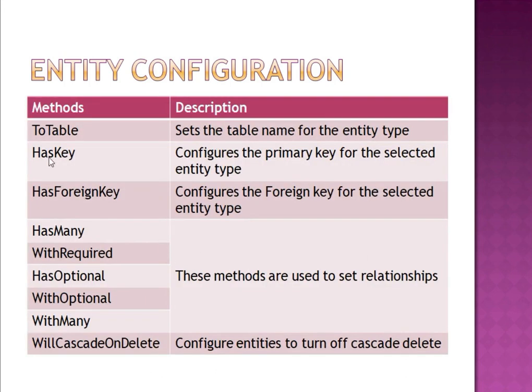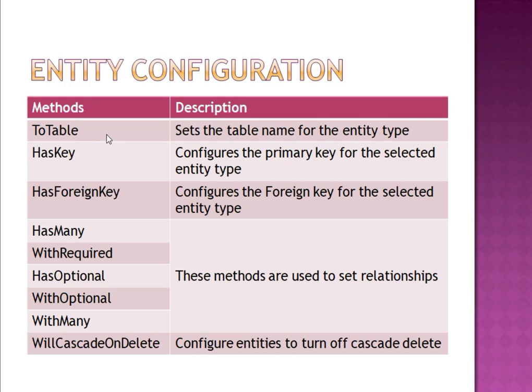So the first method is ToTable. Suppose you want to configure your table name differently than your entity name. What does the default code first convention say? It will pluralize your class name and that name will be the name of your table. But suppose you want to override this default code first convention. So in Fluent API, you have to use this ToTable method. So you can specify another table name for your entity if you want a different name.